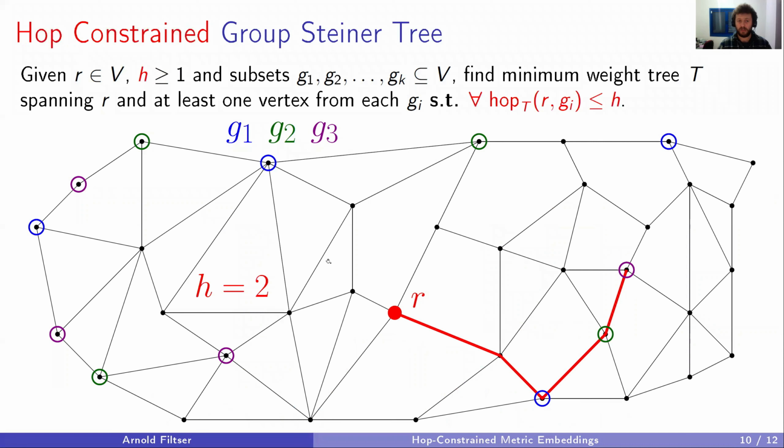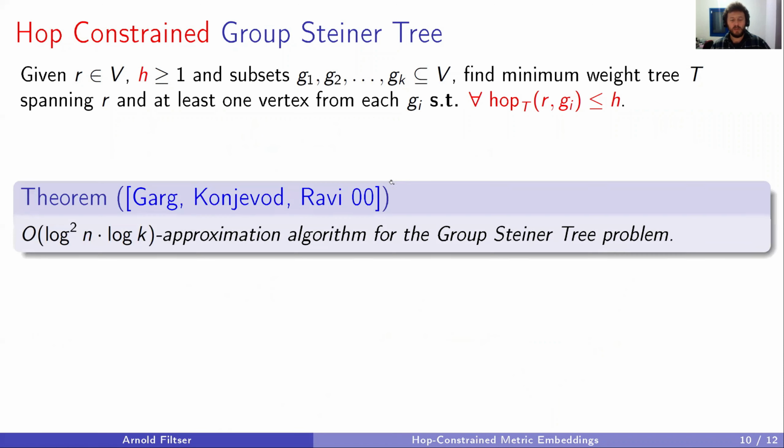In the hop constraint version, there is in addition a hop parameter h. And the goal is to find a tree spanning the vertex R and each group Gi such that the hop distance, I mean the number of hops, between R and any group Gi in this tree will be at most h. So in this example, the parameter h is 2. So this is no longer a valid solution because the path from R to this purple set has 4 hops. But this is a valid solution because now the distance from R to every group has at most 2 hops. So this is the problem.